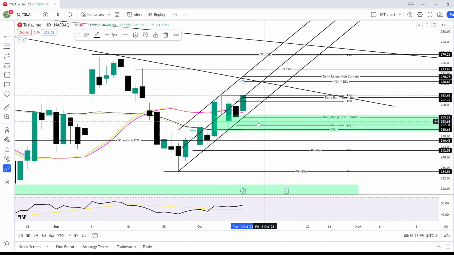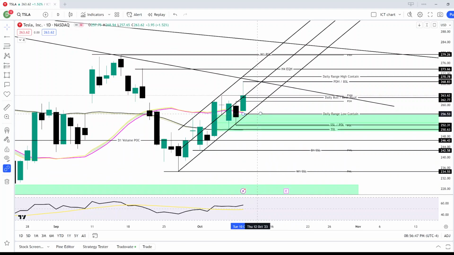bear mode. If we do close this daily fair value gap with a close below 250, we are looking to target weekly sell side liquidity, daily sell side liquidity, right? And then potentially down into the 230s and the 220s in this daily fair value gap that rests below. Okay, but we're not there yet, so we're not going to count our chickens before they hatch.